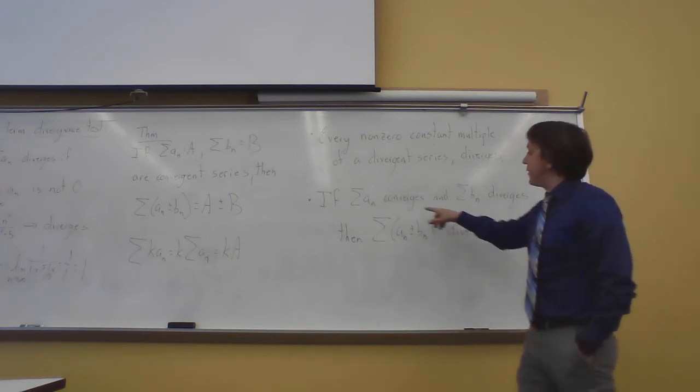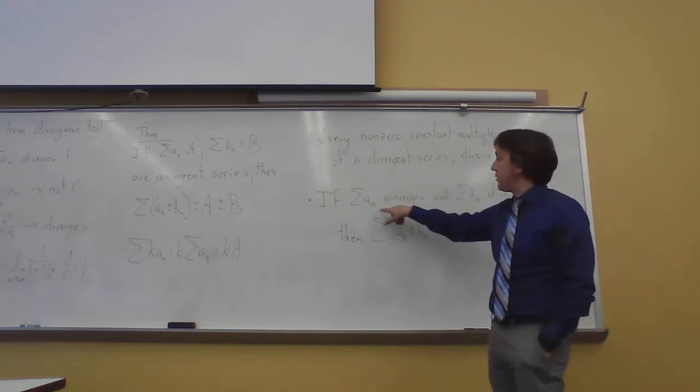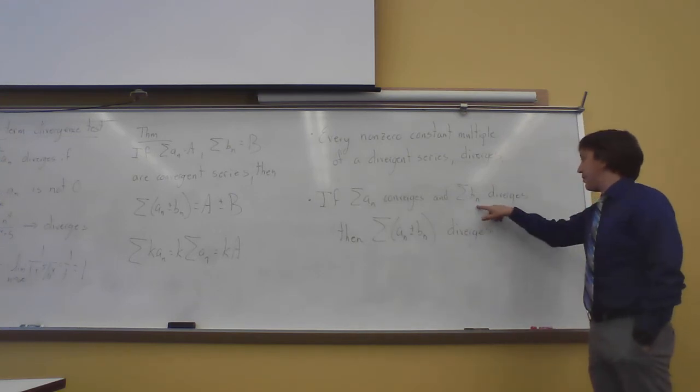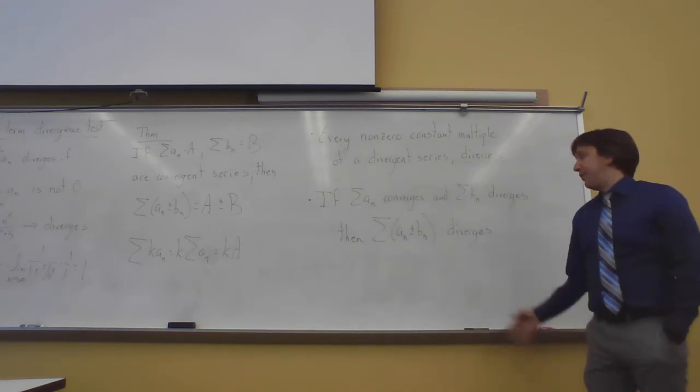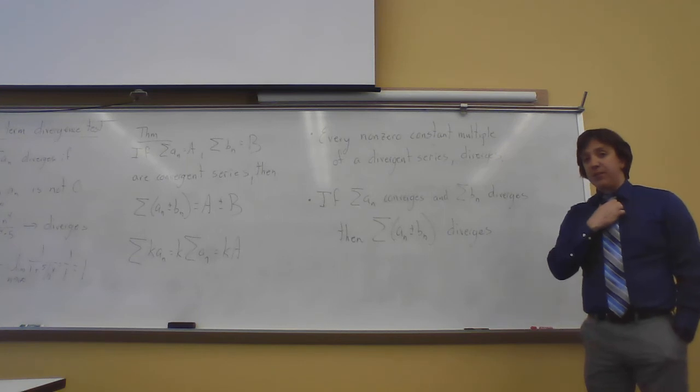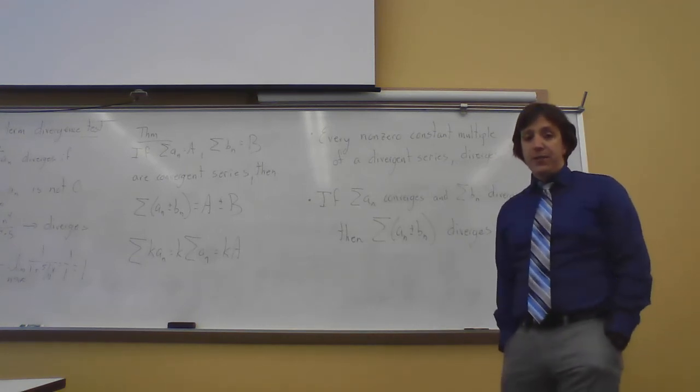And if you have one convergent series, so the sum of a sub n converges and the sum of b sub n diverges, well, when you add or subtract them, it's still going to diverge. Okay, the divergent series wins.